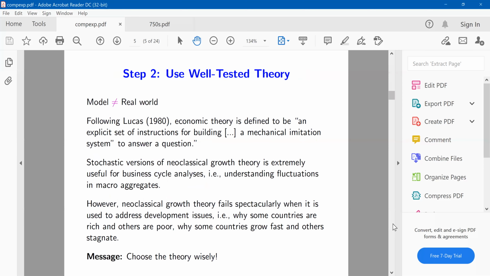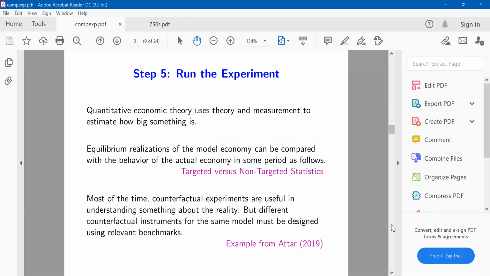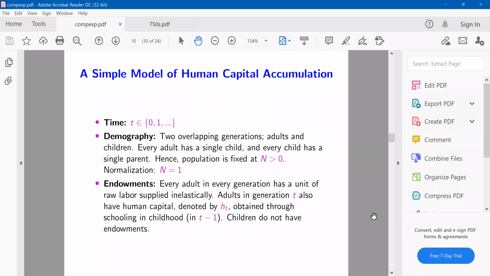So let's exemplify this whole methodology using a simple model. Okay, so it will be an extremely simple model of human capital accumulation. So time is discrete, okay, and from a demographical point of view, there are 2 overlapping generations. This is a setup you are already familiar with. So there are adults in the economy and then their children. Every adult has a single child.